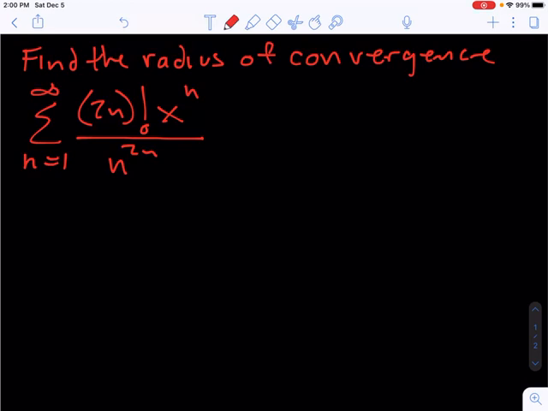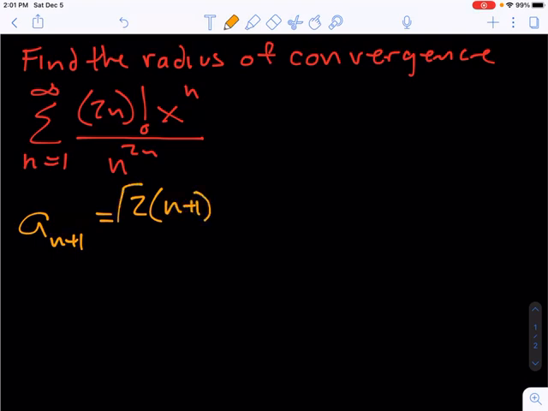Well, as it turns out, the ratio test is an excellent test to use for finding convergence of a power series, especially those like this one that involves factorials and n's raised to the nth power. So I am going to use the ratio test. To use the ratio test, of course, we need to determine the value of a sub n plus 1. So in this case, that is going to be 2 times n plus 1.